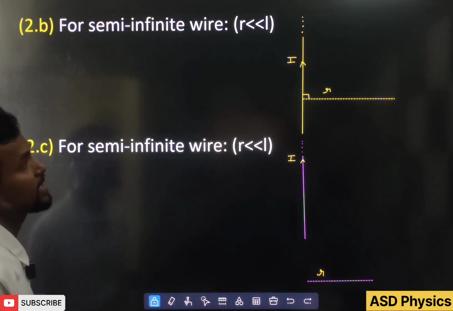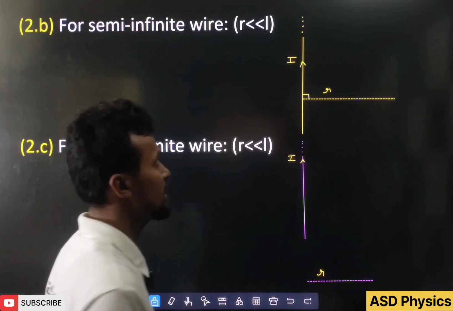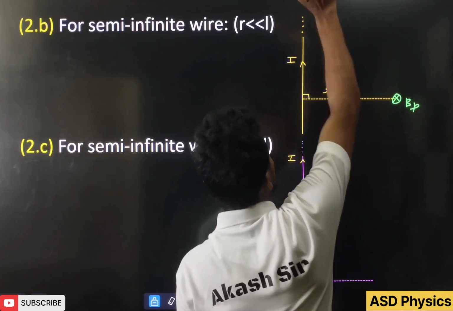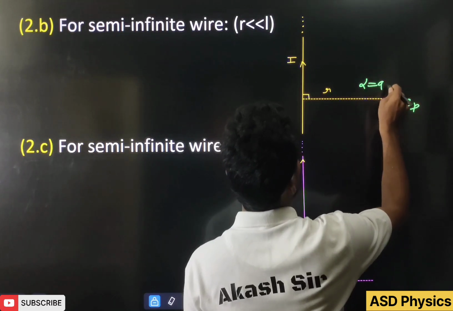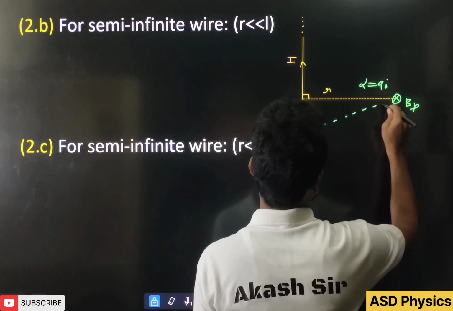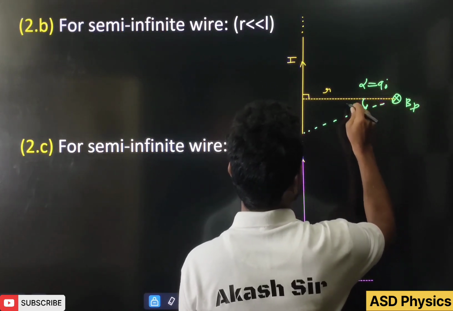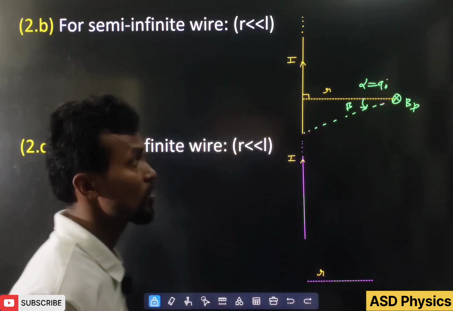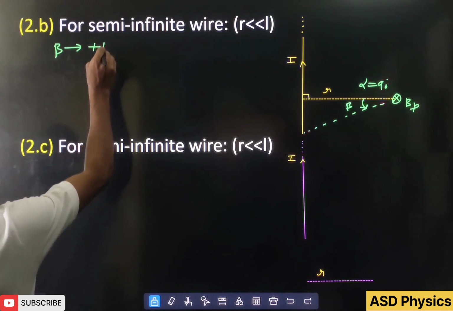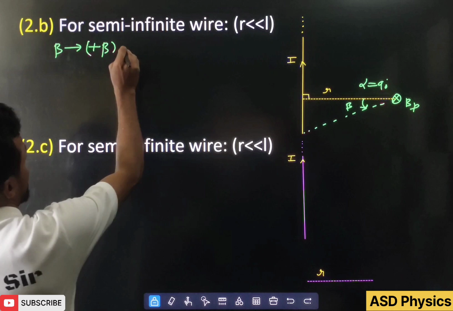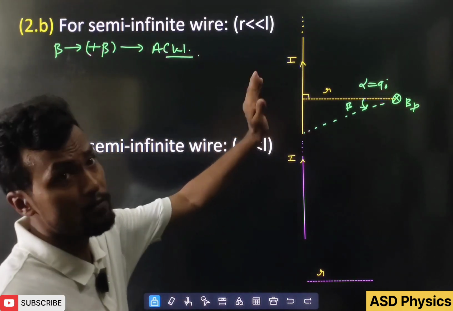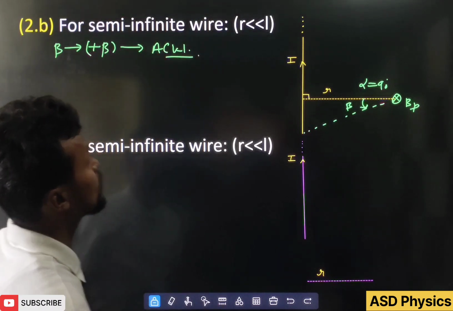Okay, now see again. For the semi-infinite wire here, R is less than L, as I have told you. So here the magnetic field is BP, this side wire is infinite, so alpha is how much here? 90 degrees, but on this side you can see the wire is there like this, no? Like this. And here you can see this angle beta is there. This angle is anti-clockwise. So remember that when the angle is anti-clockwise, it is plus beta. Why plus beta? Because the angle is anti-clockwise. And alpha how much here? One side wire is infinite, so alpha is 90.